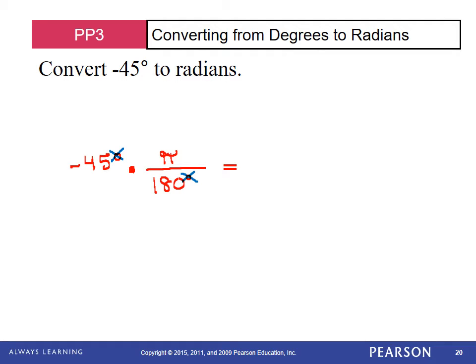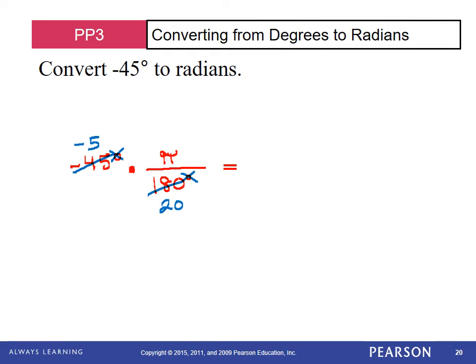Okay, so let's see what number goes into 45 and 180. I'm thinking to myself, 9 can do it. That's fine. You can also do it by 5. It doesn't matter which way you do it. I'm going to do it by 9. 9 goes into 45, or negative 45, negative 5 times. 9 goes into 180, 20 times.